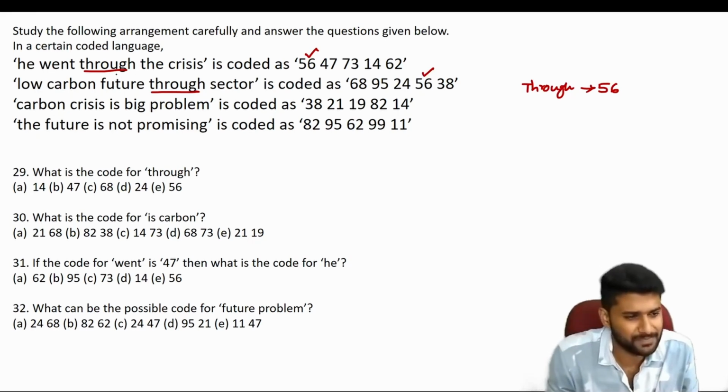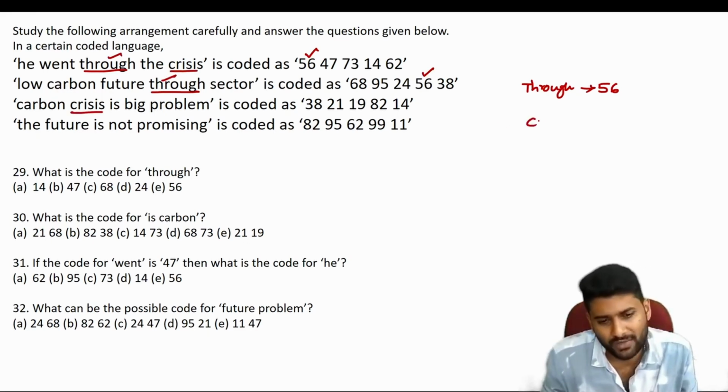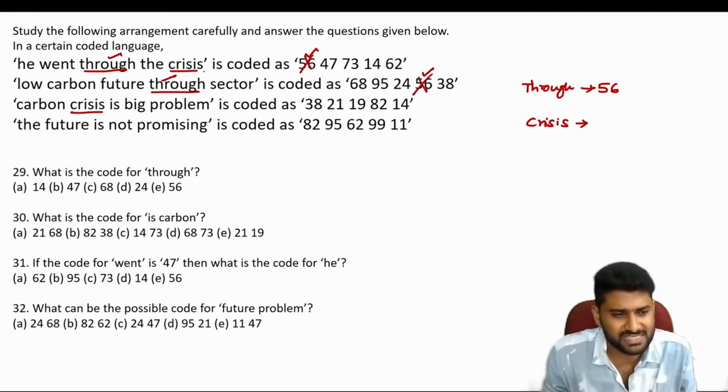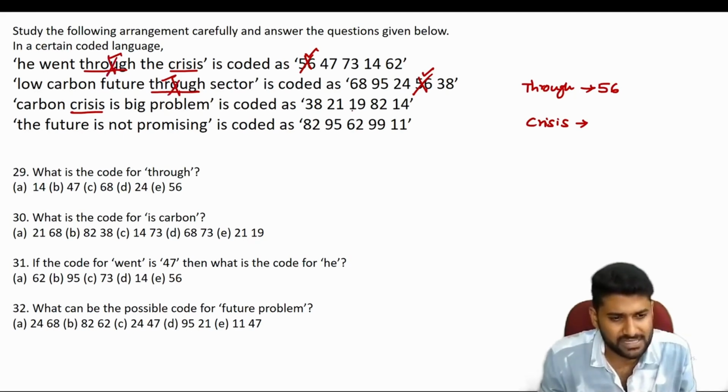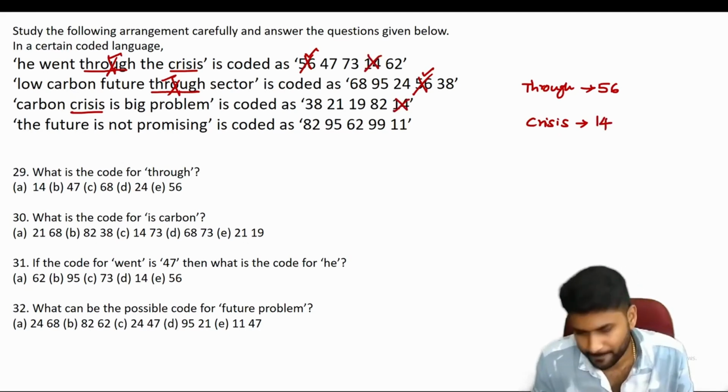See the next one. Once you're done with this particular word, just remove that word, guys. Next, go through the next one here. So here, crisis and crisis. So what is the code language for crisis? Can anyone tell me? Once you're done with this one, just erase it for your reference only. So 47 is not repeated, 73 is not repeated, and 14 and 62. 14 is repeated. We can say that the code language for crisis is 14.